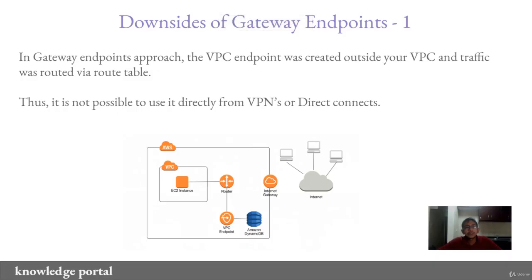Now let's go ahead and look into some of the downsides of gateway VPC endpoint. First among them is the overall architecture. So in this type of architecture, the actual VPC endpoint is not part of the VPC. It is outside of the VPC. So with the help of the route table, the traffic is directed towards the VPC endpoint. Now, since this VPC endpoint is not part of your VPC, it is not possible to use it directly from the VPNs or Direct Connect. So this is one important thing that you should know.